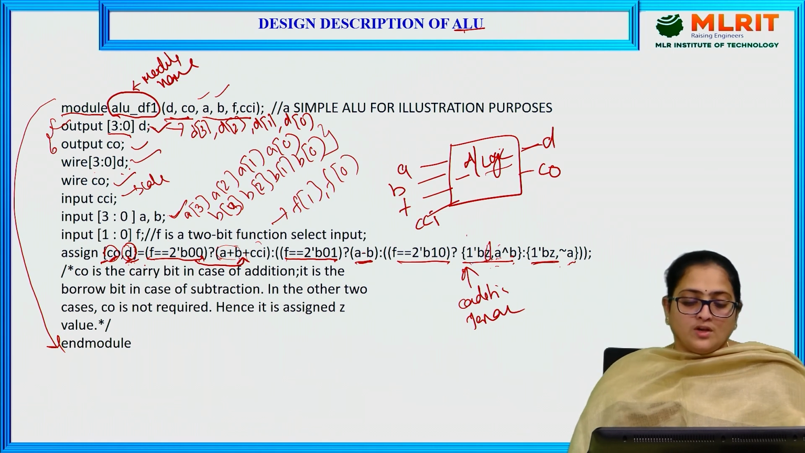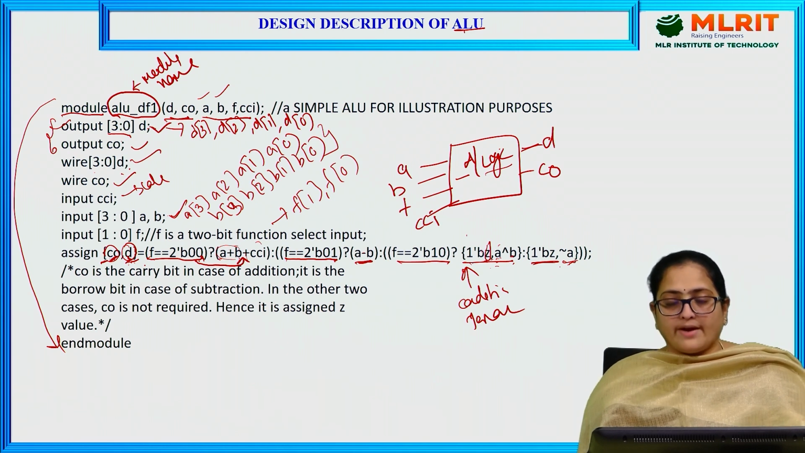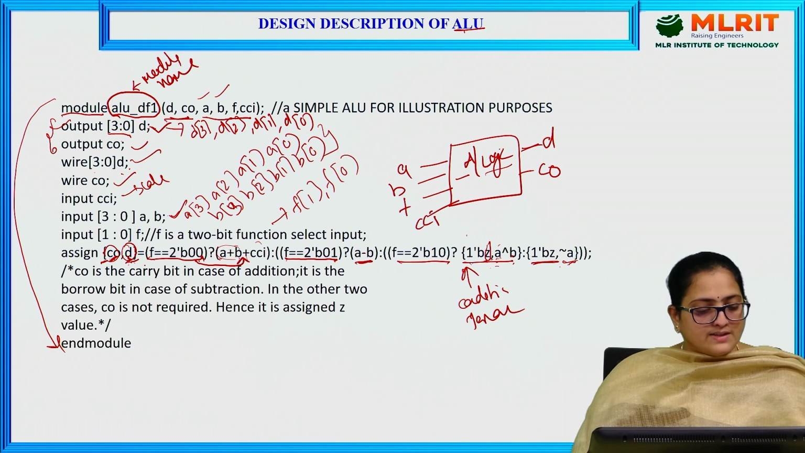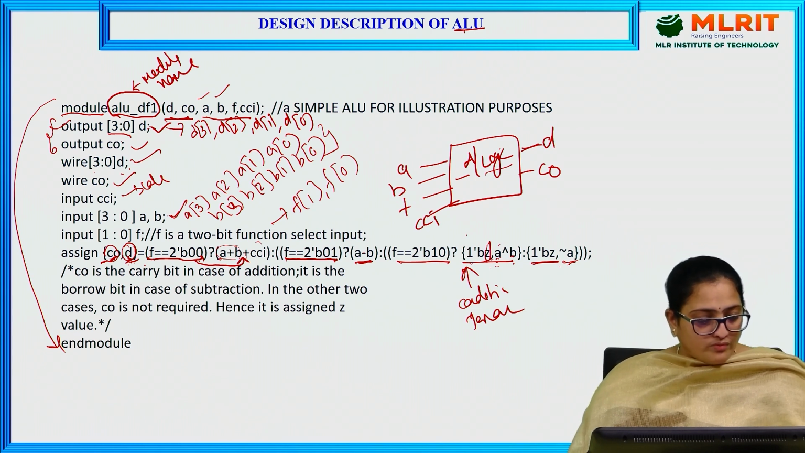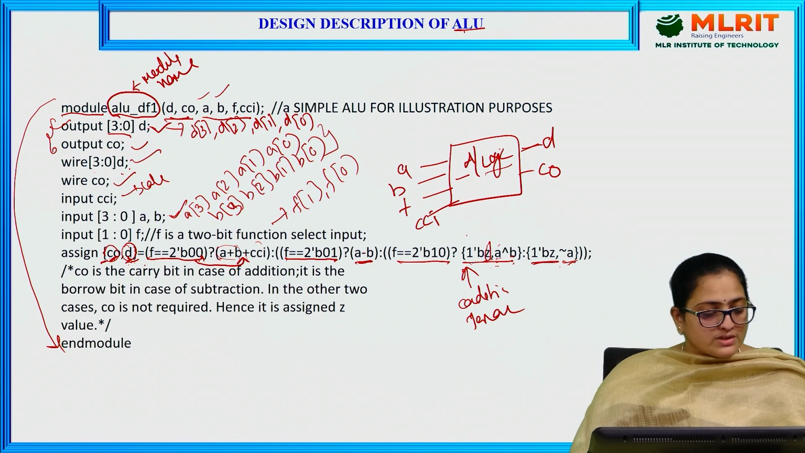of a. So this negation of a and a XOR b will be stored in D, and the C0 value will be stored with a 1-bit binary value of Z. Okay. And in summation, that is a plus b plus c in, the carry out will be stored in C0, whereas in difference, the borrow out will be stored in C0.